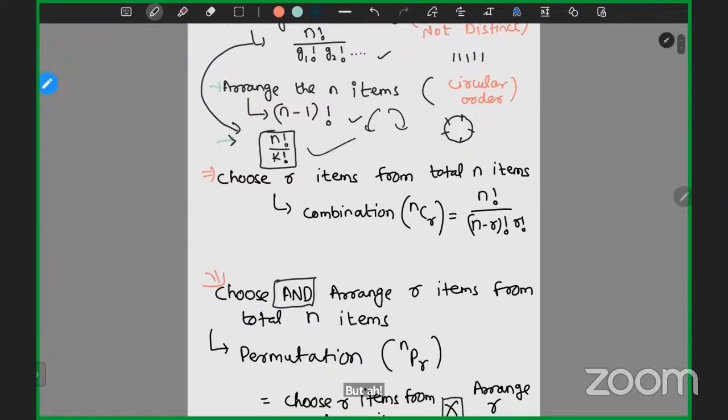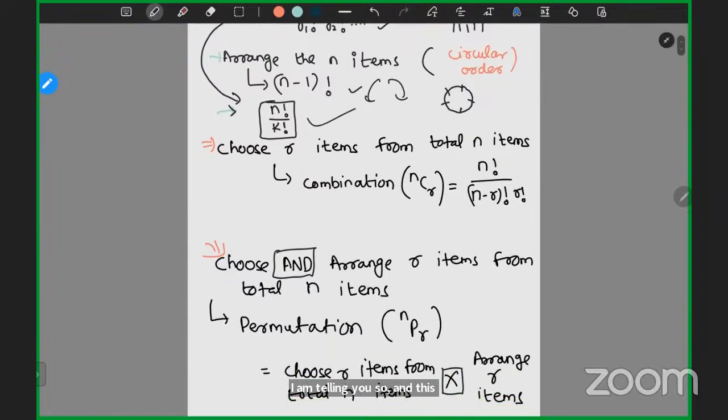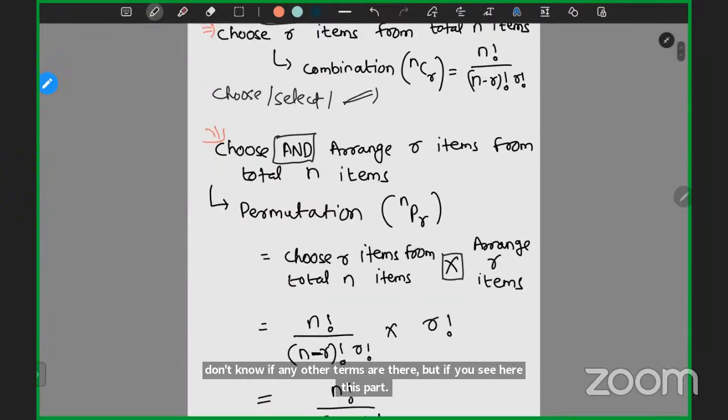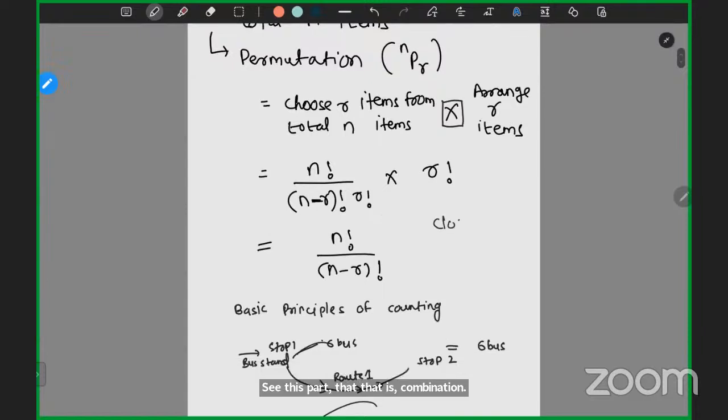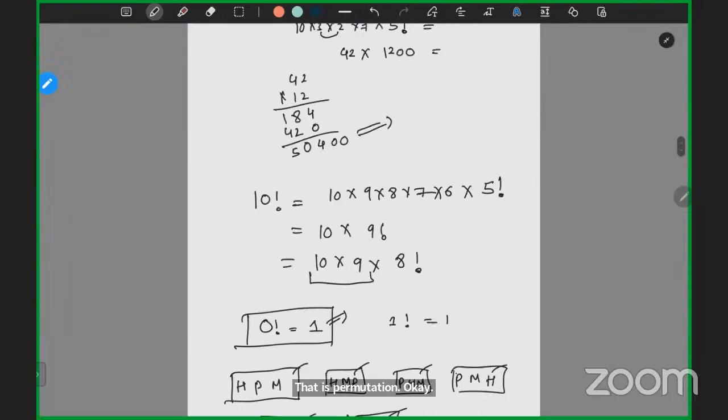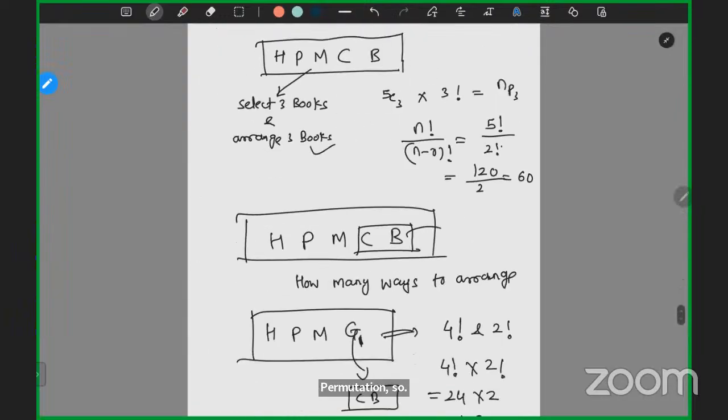This part is just the question. Combination is choosing. Whenever you hear choose this, choose that, or select, that is combination. When there is choose and arrange, that is permutation. So let's see, maybe we can solve a few examples.